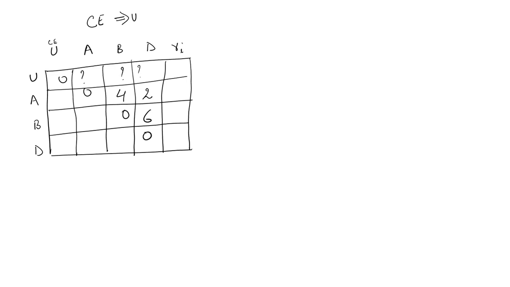If you remember in our UPGMA and Fitch-Margoliash method, what we used to do is we just take A to C and A to E, and we just take the average. Here it is a little bit different. Along with taking the average, let's calculate UA. The formula for UA is A to C plus A to E minus CE divided by 2. This part we were not doing there.